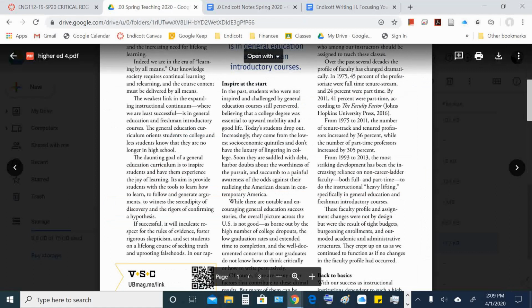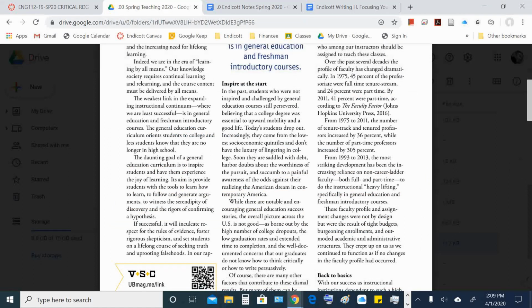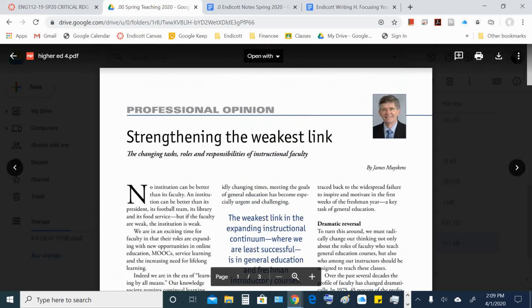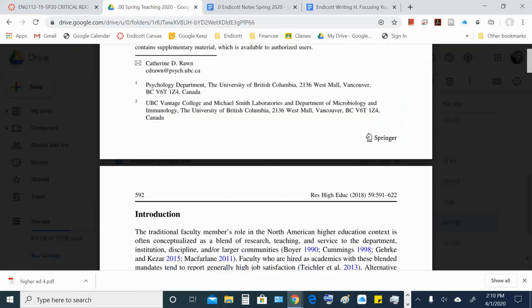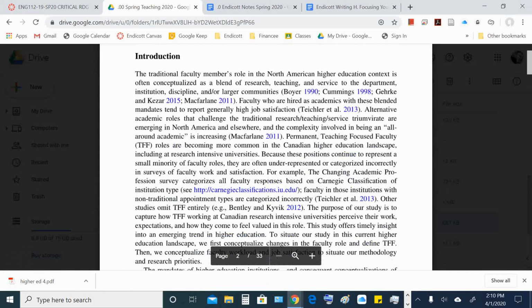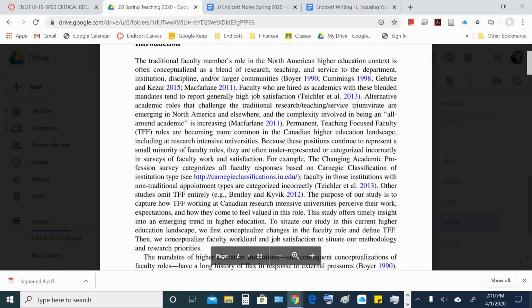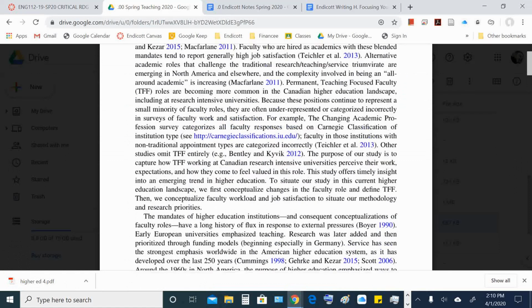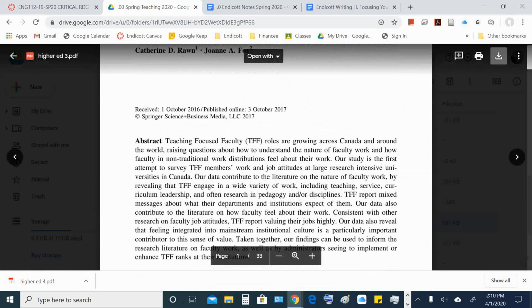In the past, students who were not inspired and challenged by general education courses still persevered, believing that a college degree was essential to upward mobility and a good life. That's part of that narrative. So that might help me talk about that. This is the traditional role of the professor. So I'll probably still be able to use that one.